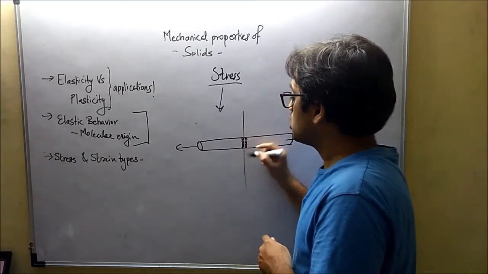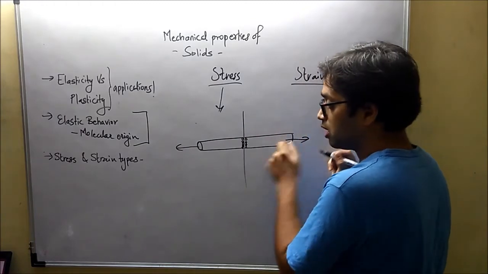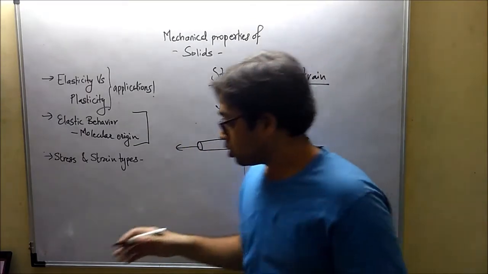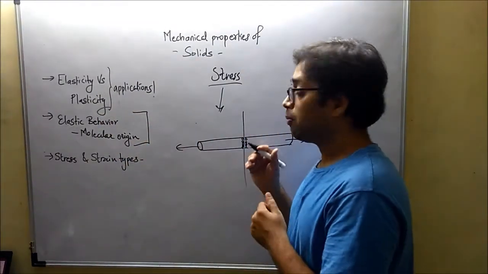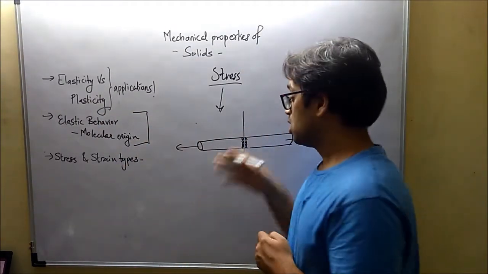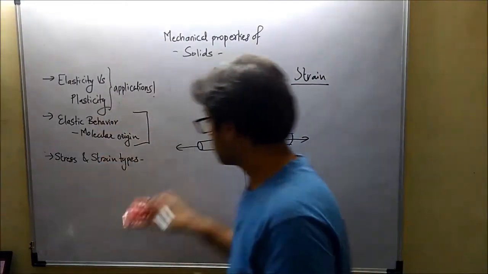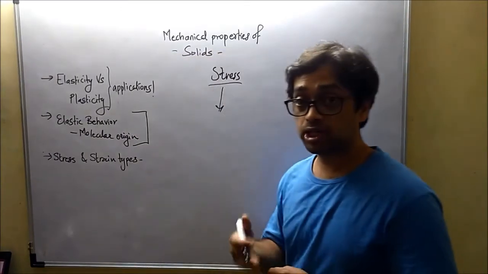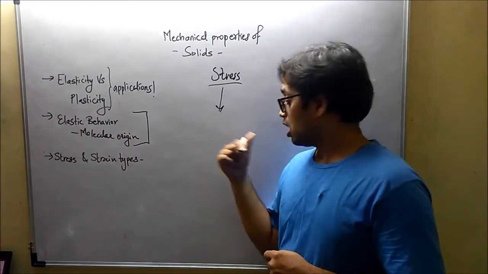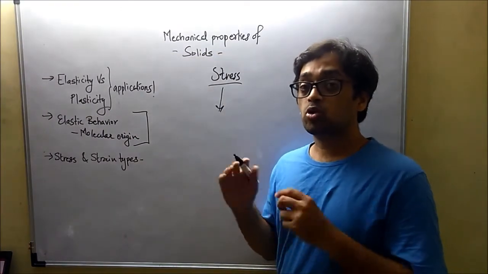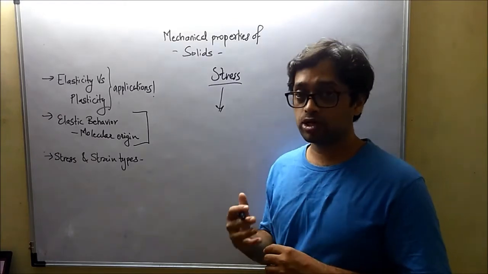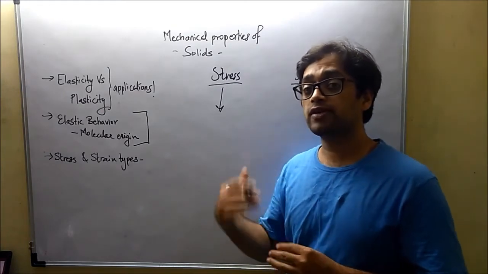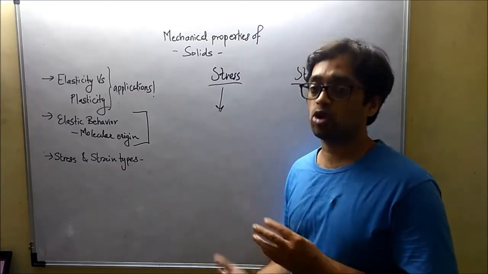So these molecules will have a rightward force on them, and these right side molecules will have a leftward force on them, and so on. Basically they will try to oppose these external forces, and the internal resistance exerted by the molecules to resist the external deformation is called stress. Now that internal resistance is always taken per unit area of cross section.